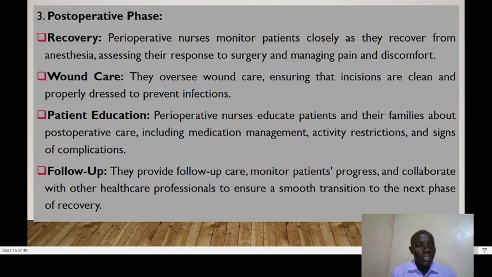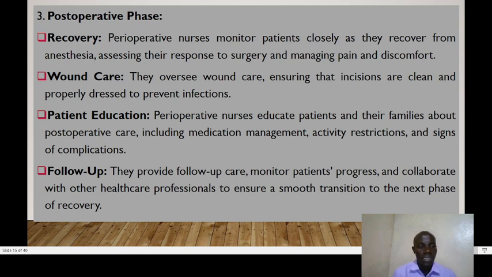In the post-operative phase, we have four major roles as RNs. We have to promote recovery, we have to do wound care, we have to perform patient education, and do some follow-up. On recovery, we as perioperative nurses need to monitor the patients closely as they recover from the analgesia, and we assess their response to surgery and manage the pain in order to improve their comfort. In terms of wound care, we have to oversee the wounds, okay, ensure that incisions are clean and properly dressed to prevent infection.